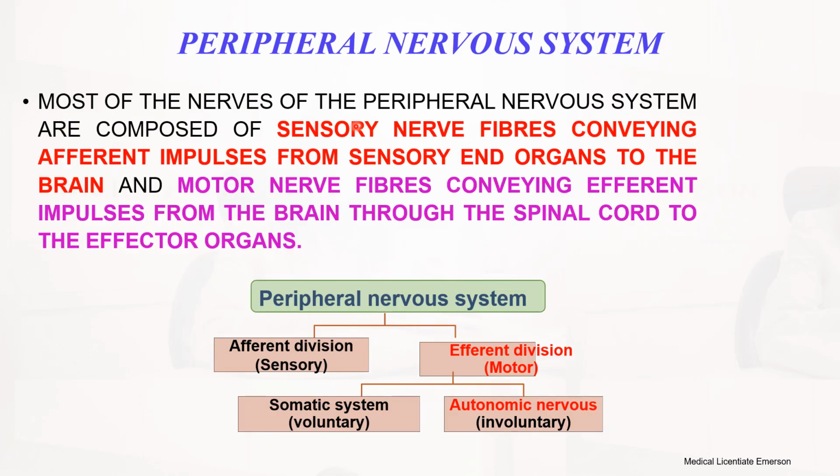Most of the nerves of the peripheral nervous system are composed of sensory nerve fibers conveying afferent impulses from the sensory end organs to the brain, and motor nerve fibers conveying efferent impulses from the brain through the spinal cord to the effector organs. Okay, so this is about the peripheral nervous system. And remember, we already did the subdivisions where you know that when we say autonomic, we're talking about things that are involuntary.